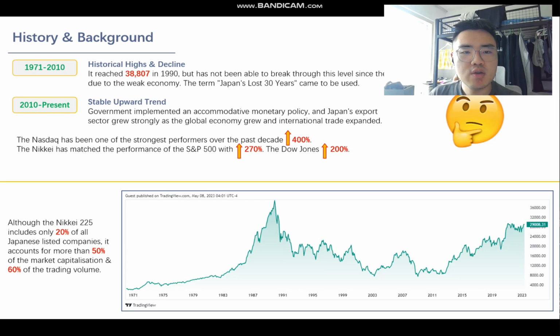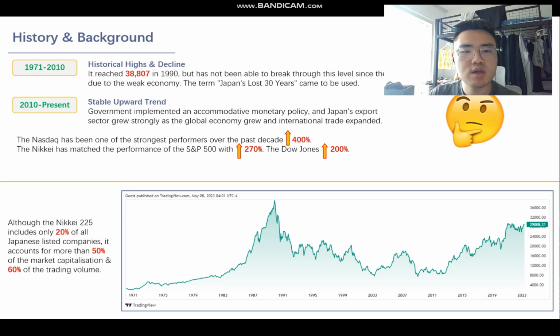And about the history of this index: from 1971 to 2010 was its all-time high and then it fell. Looking back at the Nikkei index since its IPO, it experienced a boom in the 1970s and 1980s, reached the 38,807 mark in 1990, but has not been able to break through this level since then due to economic weakness.